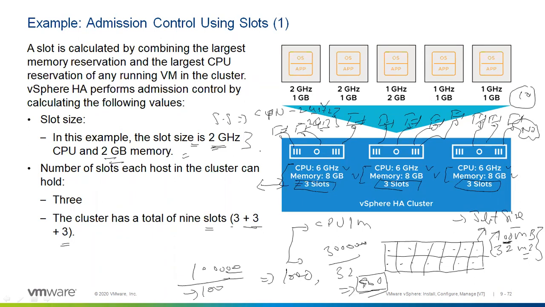Now let's take an example of admission control. In reservation, you have set one host failure. So out of 9 slots, only 6 remain for working, and 3 slots are reserved for failover. If we want failover, sufficient slots should be available on the remaining hosts, or in the remaining capacity that we have defined in the cluster.